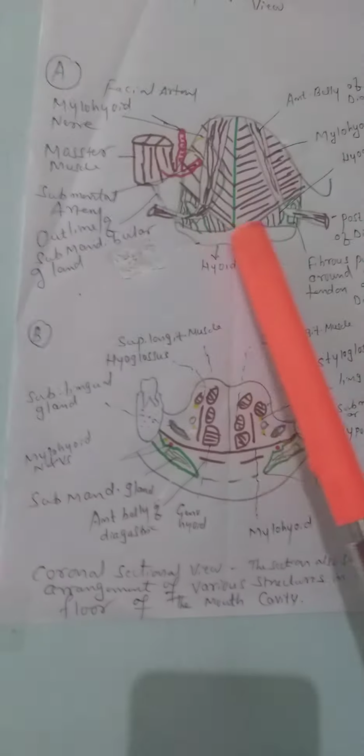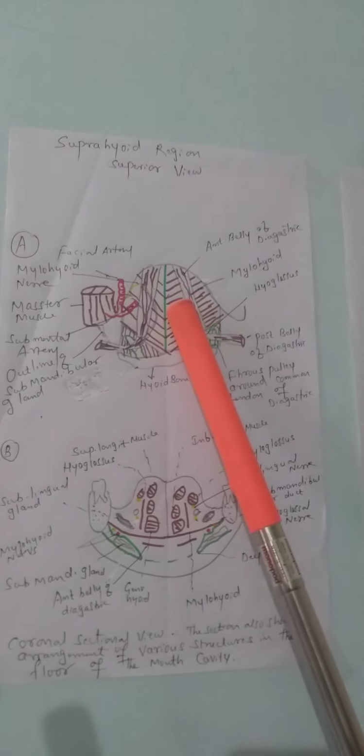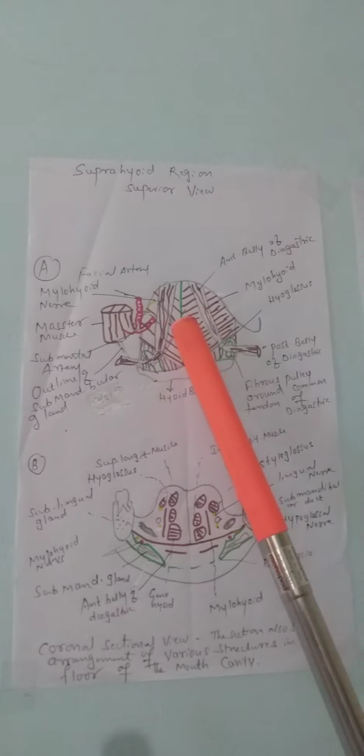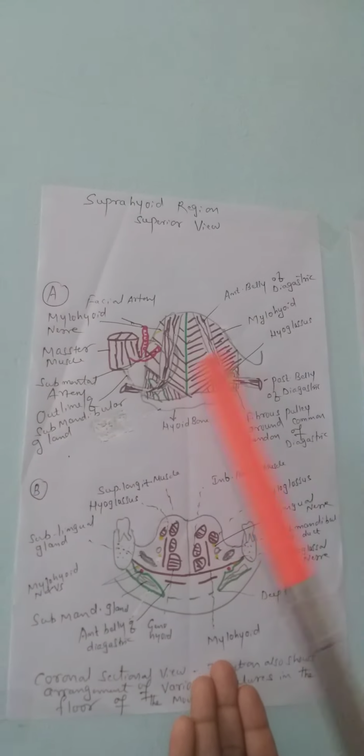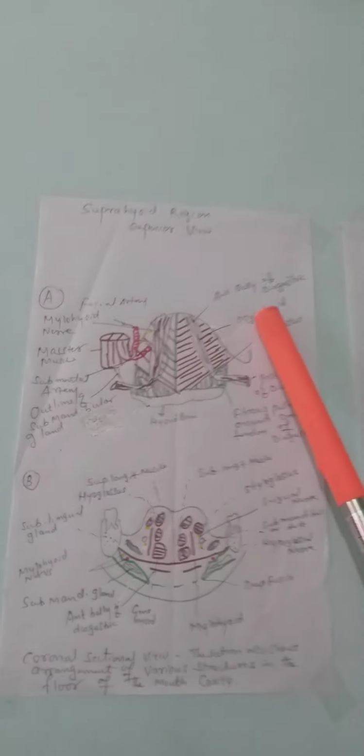In the suprahyoid region, the structure here is the mylohyoid muscle. It originates from the mylohyoid groove on the internal surface of the mandible and inserts on the hyoid bone. The mylohyoid nerve is here along with the muscle.